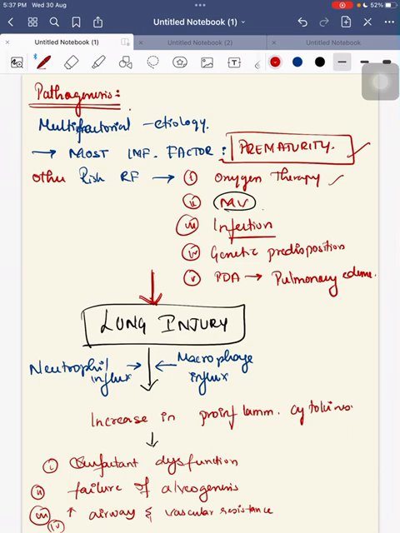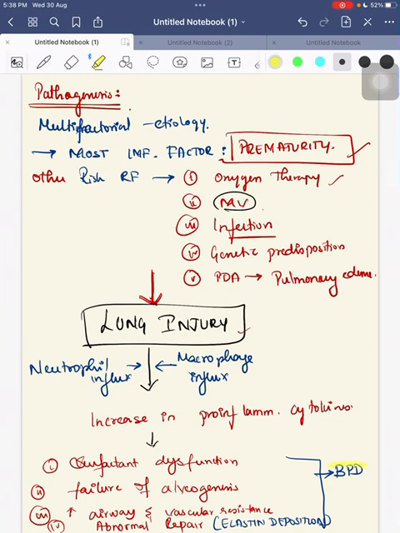Fourth, everything will lead to an abnormal repair of the lung. When there is an injury, a repair takes place, but here there will be an abnormal repair, with an increase in elastin deposition. Everything will contribute to BPD.